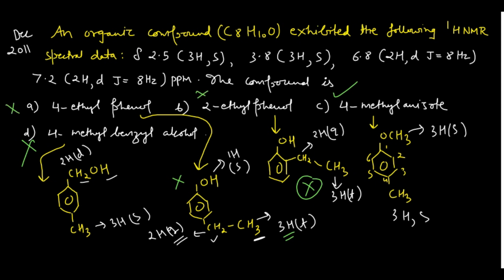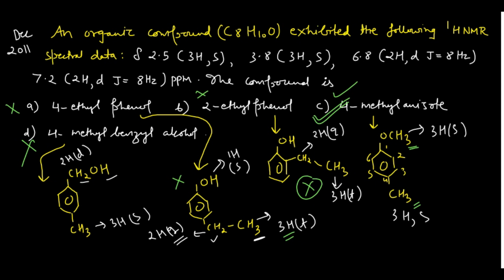Only the fourth molecule gives this singlet here and this singlet here. So two singlets are given only by 4-methyl anisole, so your correct answer is 4-methyl anisole. There is no need to judge the value of the coupling constant, ortho coupling, meta coupling, or para coupling, and what the chemical shifts are.